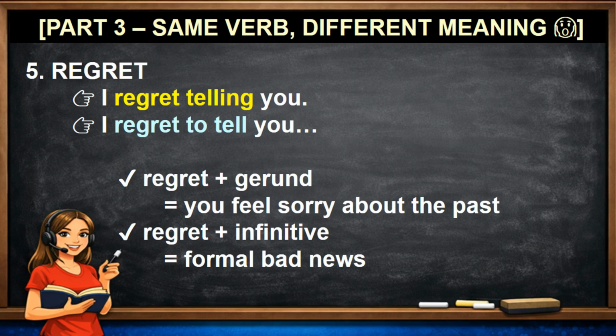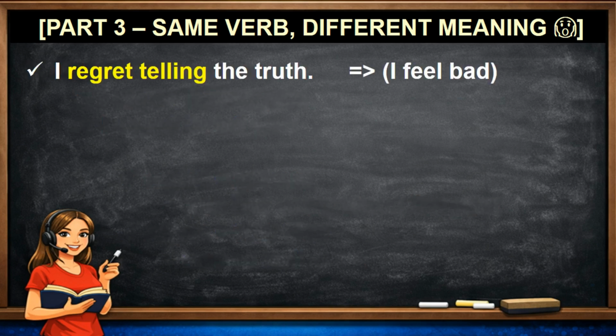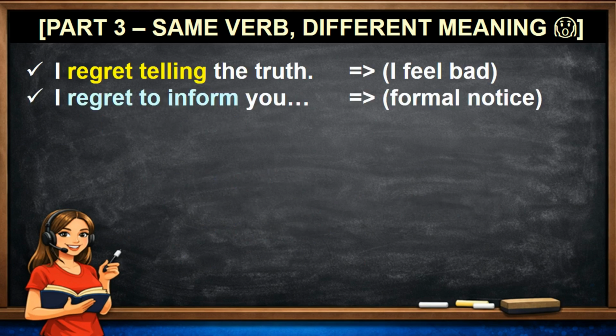Let's see another example. I regret telling the truth. It means I feel bad. While, I regret to inform you. This is a formal notice.